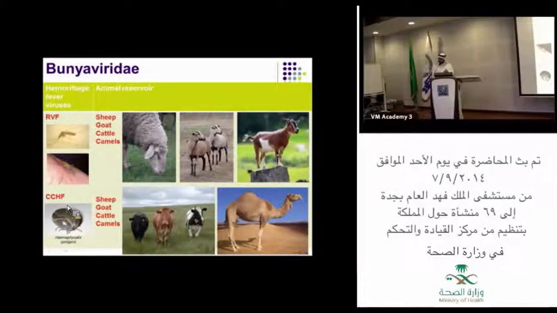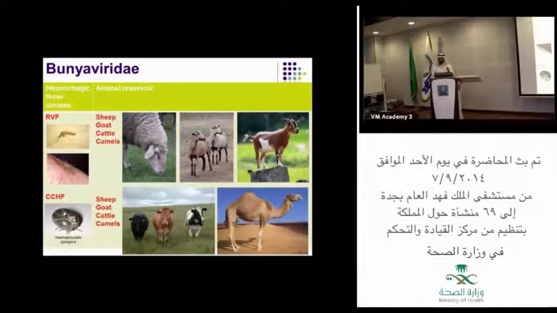Contact with animals, tick bites, and human to human. Unlike Rift Valley fever, which is not transmitted from human to human, Congo-Crimean hemorrhagic fever can be transmitted from human to human, particularly in the healthcare setting.